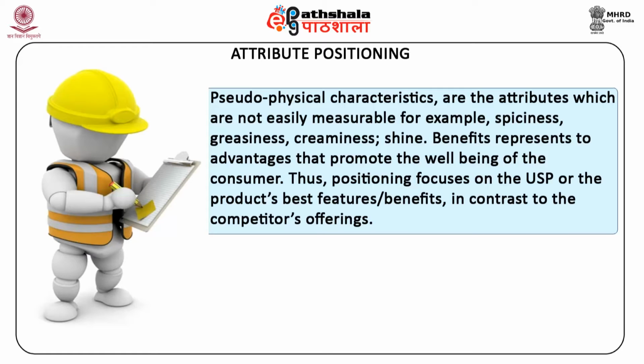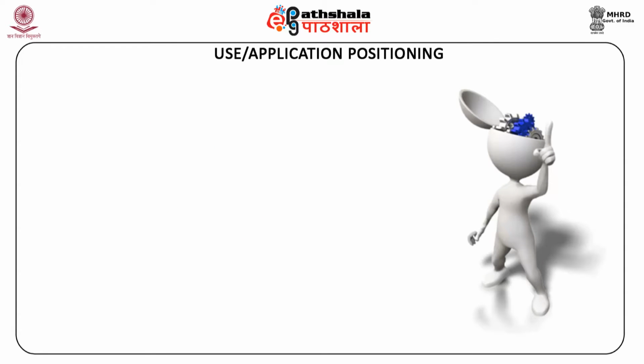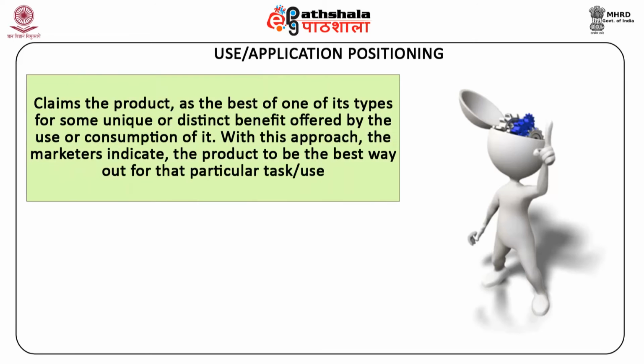Thus, positioning focuses on the USP or the product's best features and benefits in contrast to the competitors' offerings. Use application positioning claims the product as the best of its type for some unique or distinct benefit offered by the use or consumption of it. With this approach, the marketers indicate the product to be the best way out for that particular task or use.